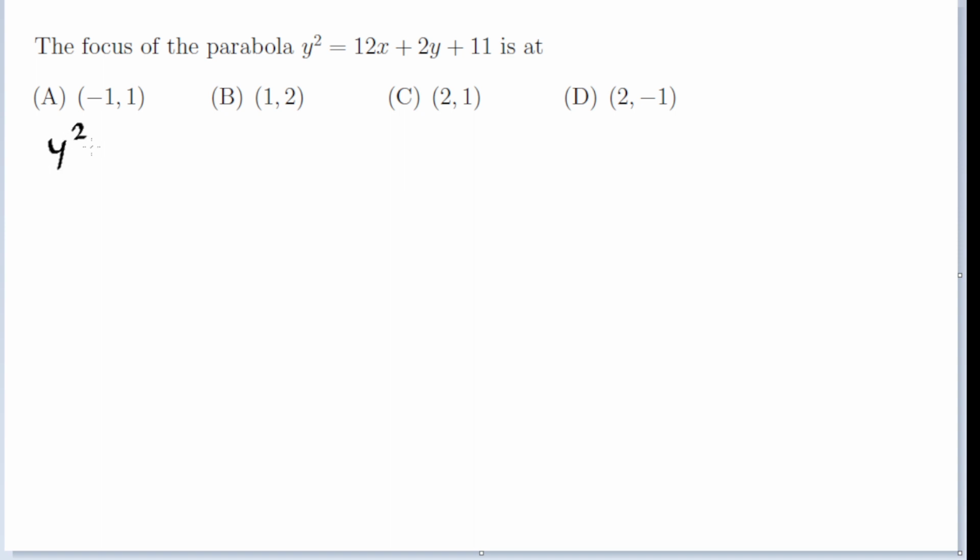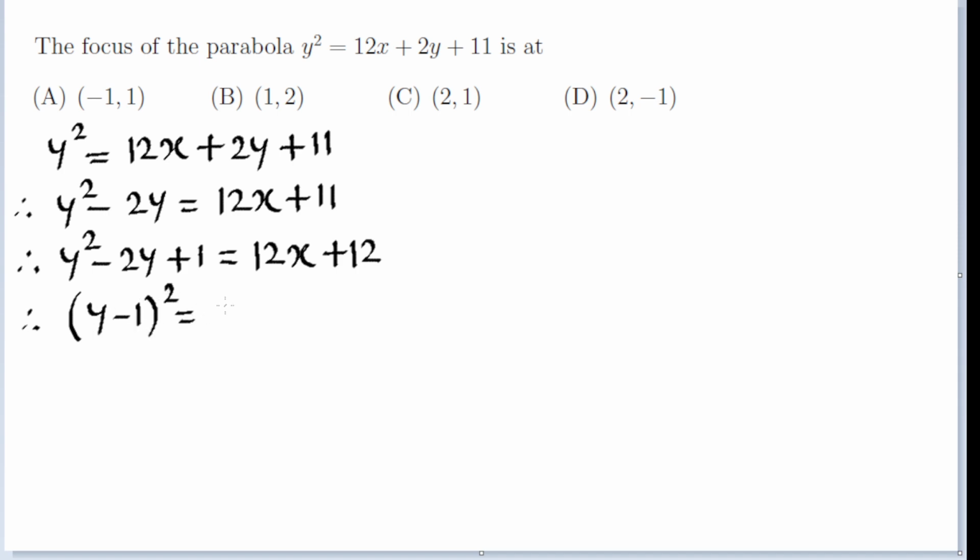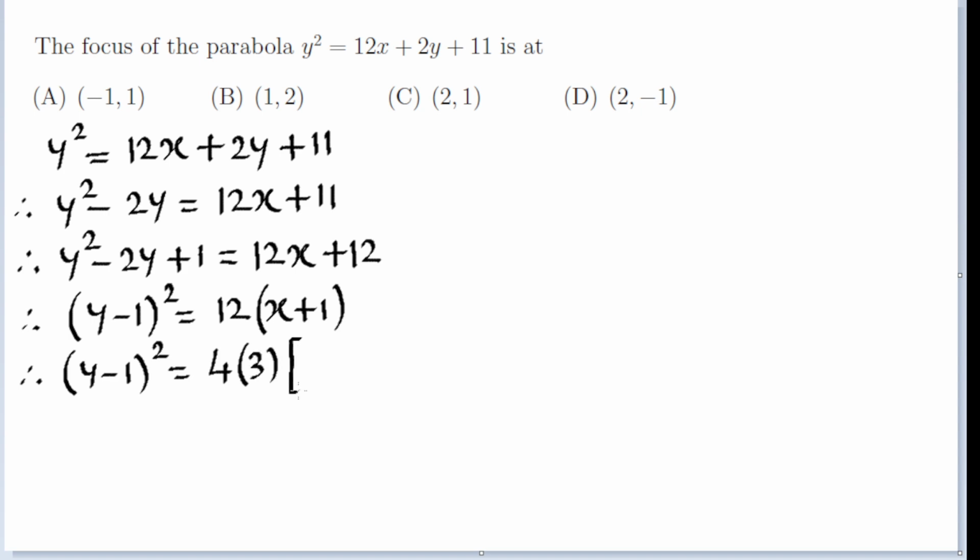So let us begin with writing the equation. We bring the y term on the left side, so we have y square minus 2y equal to 12x plus 11. Then adding 1 on both sides, we complete the square on the left side, and on the right side we get 12x plus 12. So on the left side it is y minus 1 the whole square equal to 12 into x plus 1. Therefore y minus 1 the whole square equal to 4 into 3, and x plus 1 can be written as x minus of minus 1.